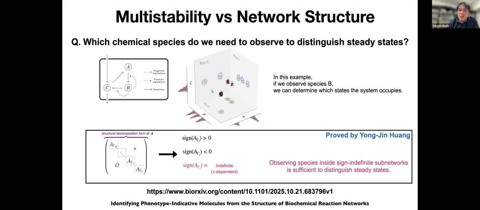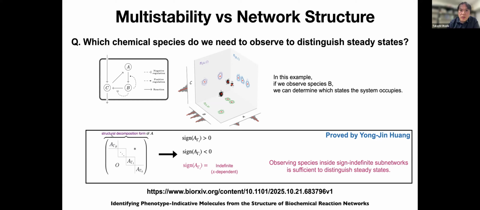And this raises a natural question. Which chemical species do we need to observe to identify the steady state the system occupies? In this example, the answer is B. If we observe species B, we can determine which steady state the system occupies. Okay. And Yunjin Huang, a graduate student in our lab, provided an elegant answer to this problem.